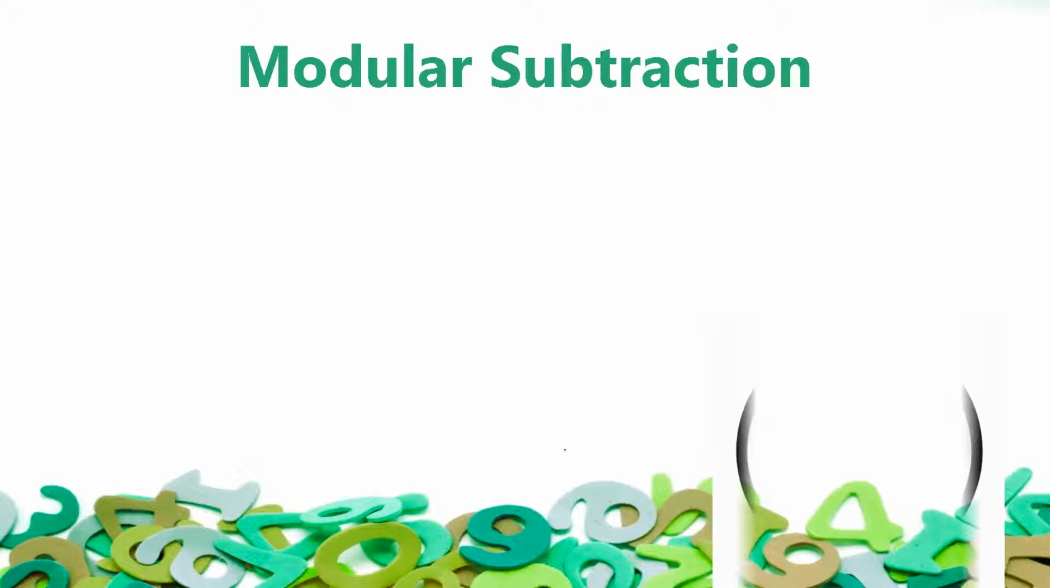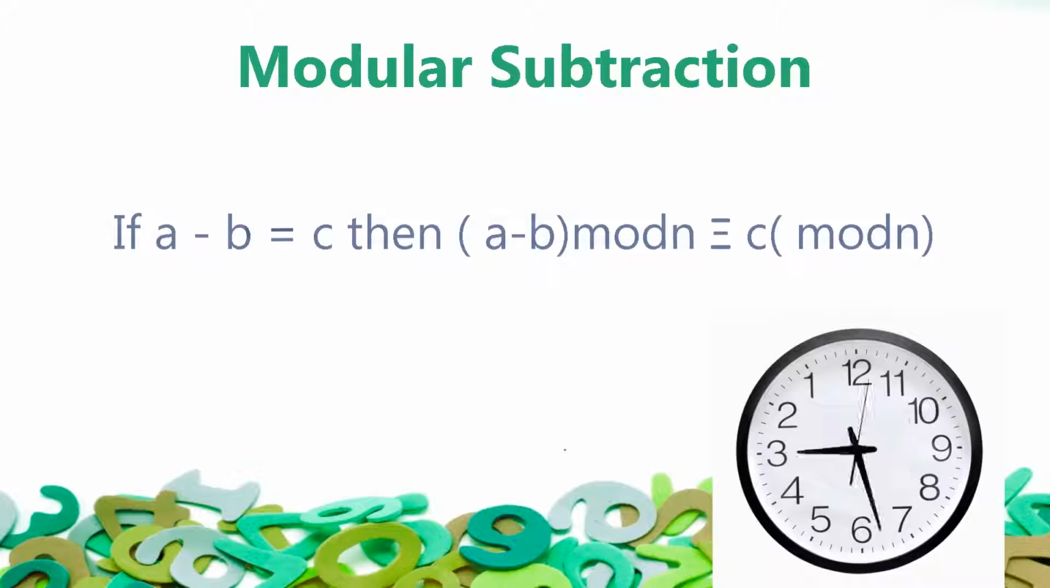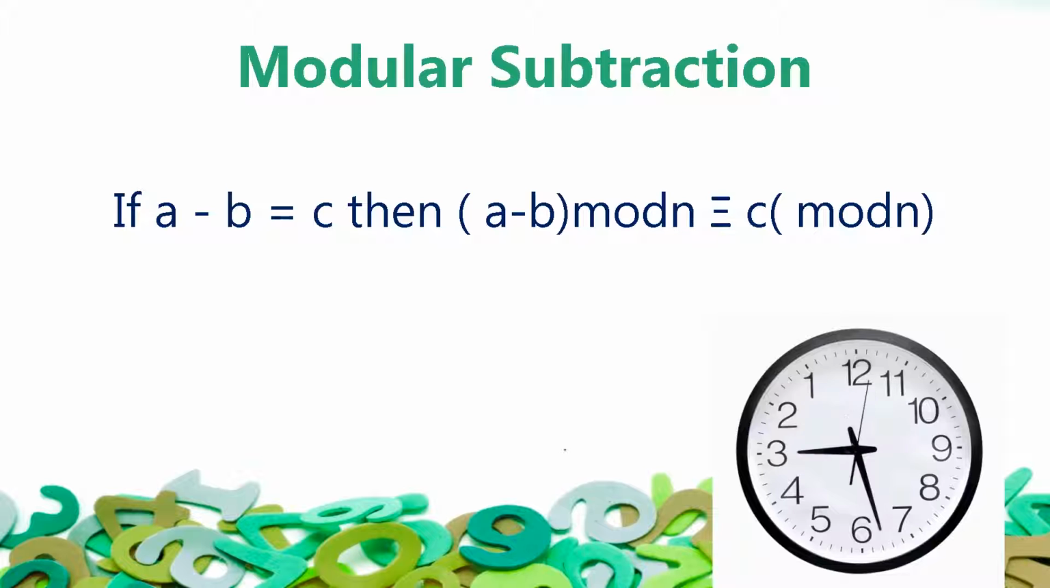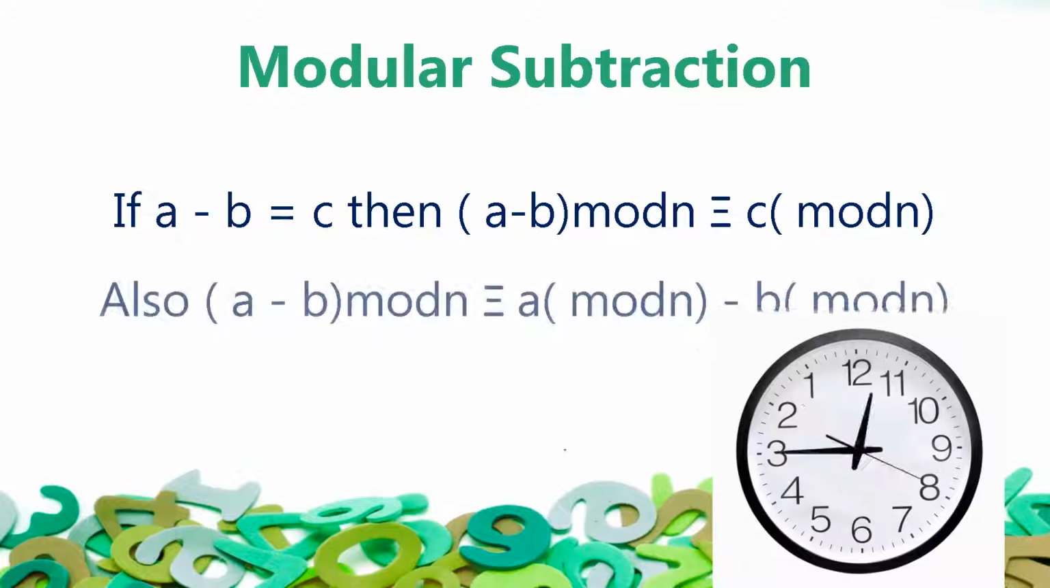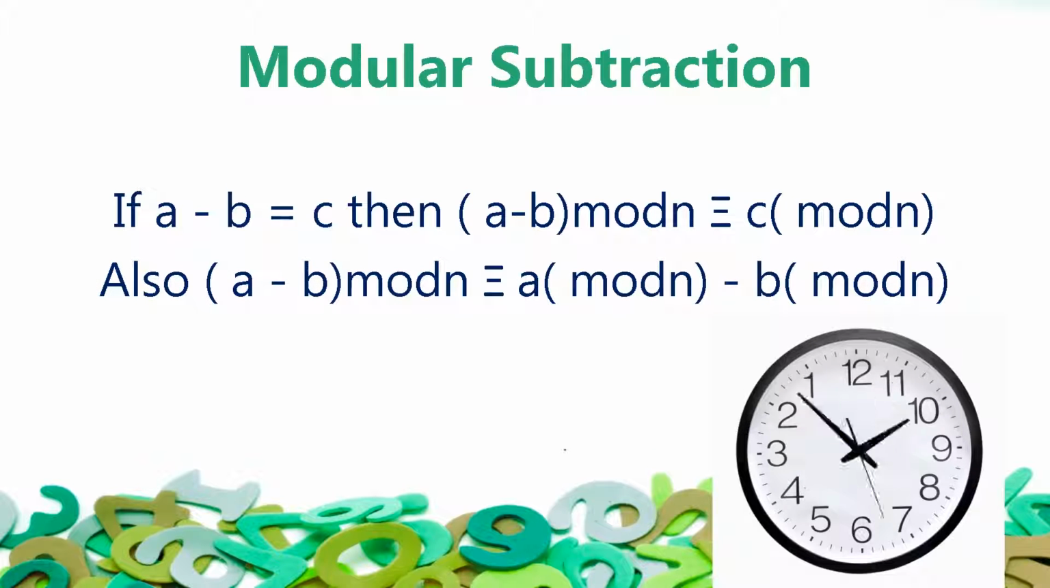Next, subtraction in modular arithmetic. If a minus b is equal to c, then a minus b modulo n is congruent to c modulo n. Also, a minus b modulo n is congruent to a modulo n minus b modulo n. Modular subtraction can be considered as counting backward in a clock.